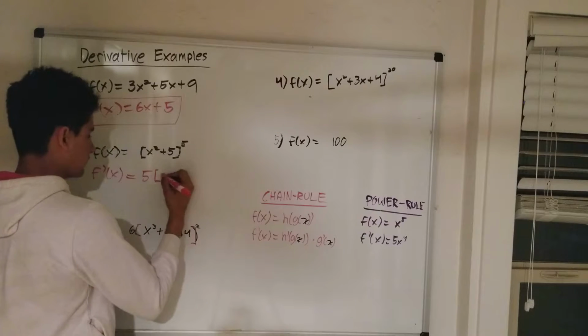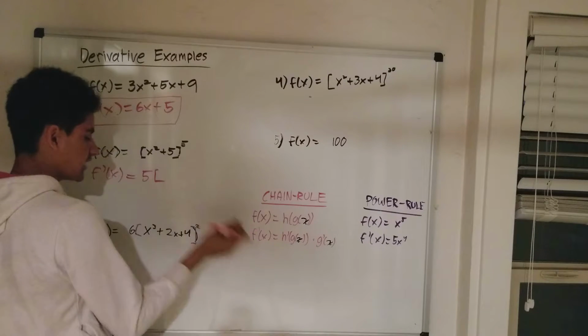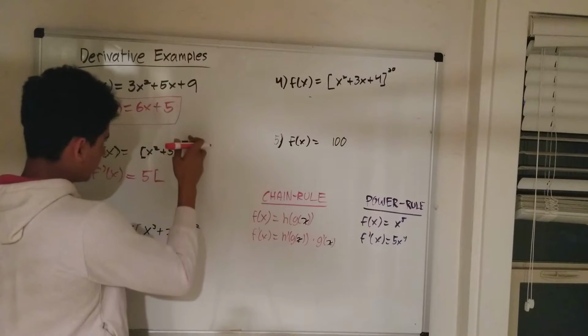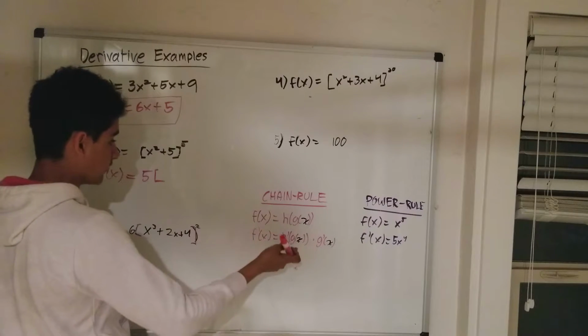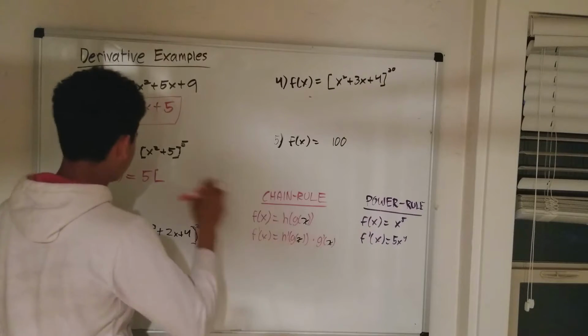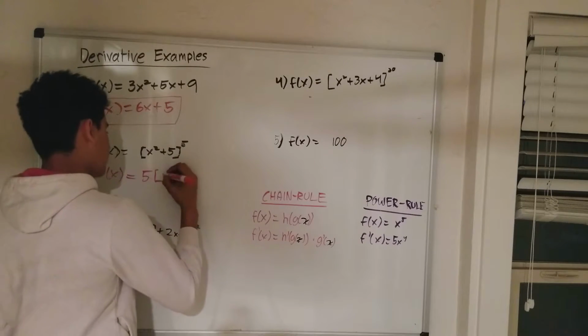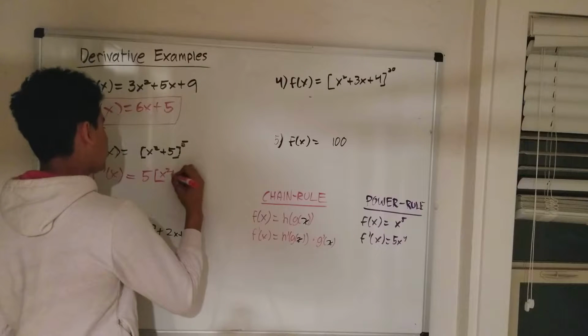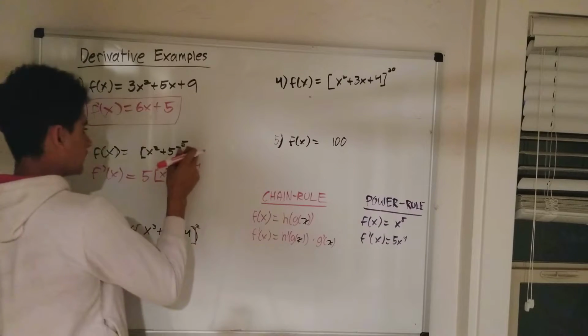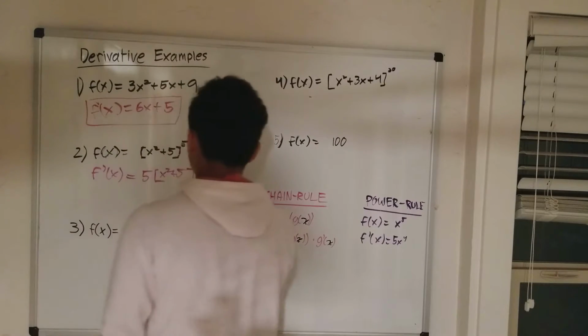5 times, and we're going to keep x squared plus 5 the same. Because over here it just says the derivative of h, so we're just using the power rule to take the derivative of h in this case. And then we're going to find the derivative of g of x later. Of (x squared plus 5) to the power of 4. You can't forget to subtract the 1.